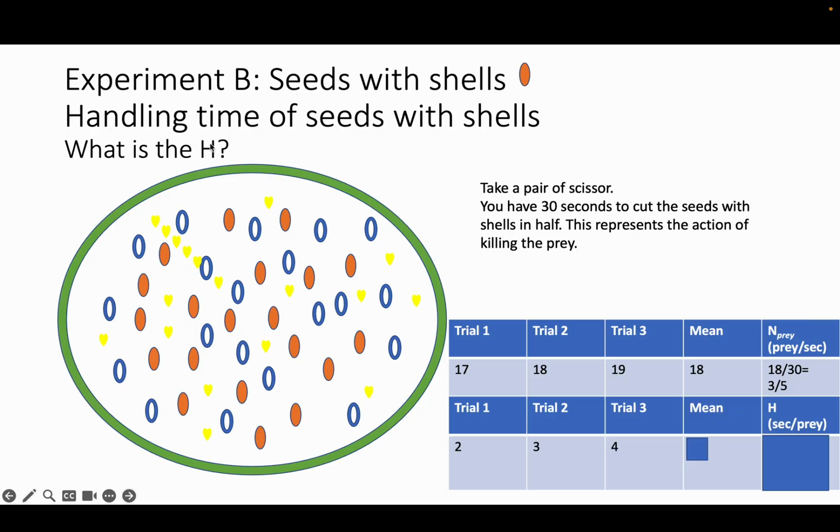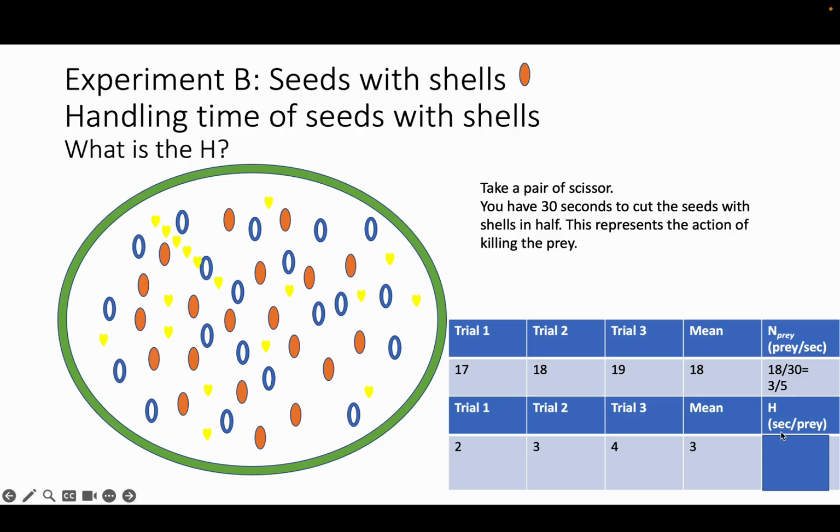Now, when we find the handling time, it's going to be a little bit different. The reason why is, remember, these are the seeds with the shells. So it's going to be a little bit harder to cut them in half. Out of those 17 seeds that we caught the first time, we were only able to cut 2 of those seeds in half. It's harder. Out of those 18 seeds we caught the second time, we were only able to cut 3 of those in half. And then out of the 19 seeds that we caught in the third trial, we were only able to cut 4 of them in half. So 2, 3, 4, the average is 3.